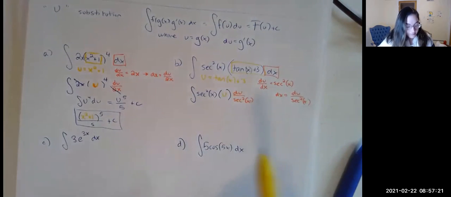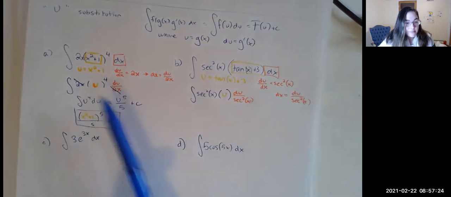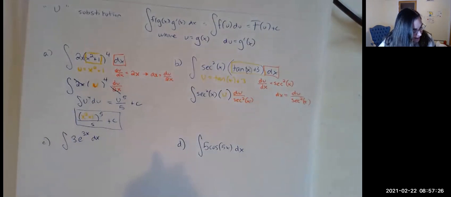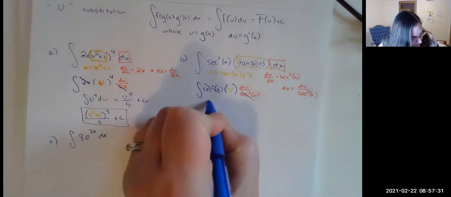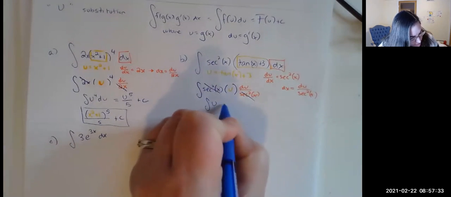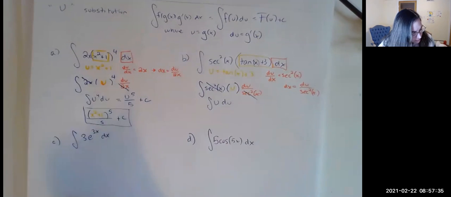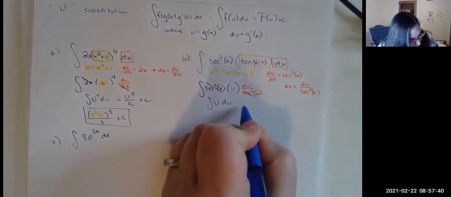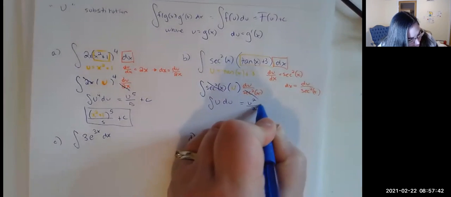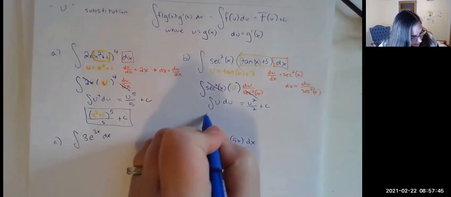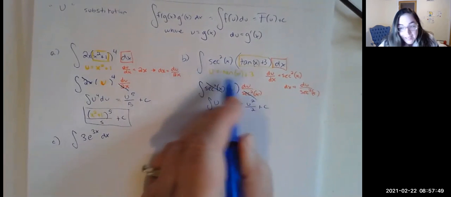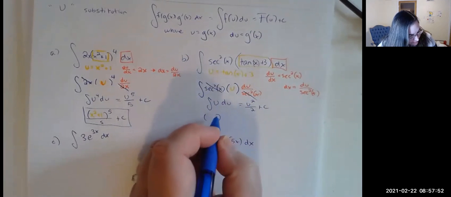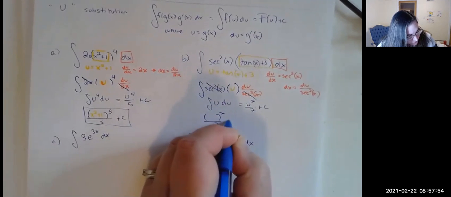All right. So again, just like in example A, some interesting things are going to happen. Secant squared divided by secant squared is 1. So now I just have the integral of u du. Okay, and I know how to do that. That's u squared over 2 plus c. And then I can just substitute back in tangent of x plus 3 squared over 2 plus c.